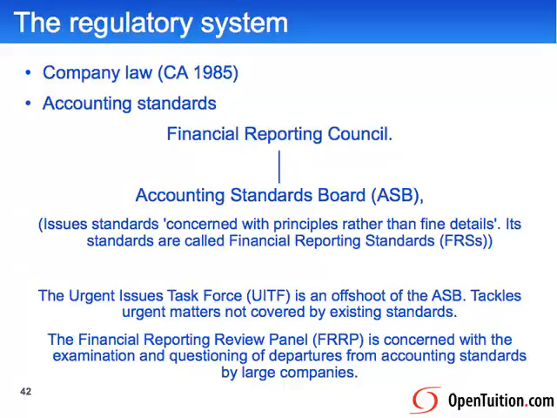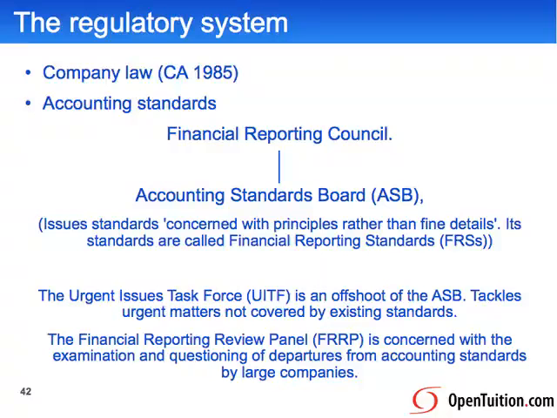The detailed regulations are usually found in the accounting standards. The major bodies of accountants must subscribe to the accounting standards. The system for establishing accounting standards is headed up by the Financial Reporting Council, and in particular the Accounting Standards Board issues standards. Its standards are called the Financial Reporting Standards, or FRSs. By and large, all sets of financial statements should comply with the financial reporting standards.